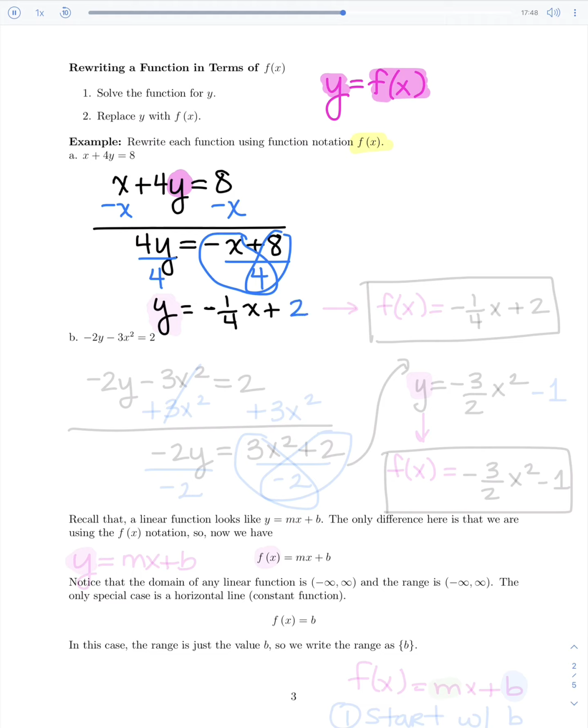Now you're almost done. You've got the y by itself. We just need to use the fancy notation instead of the y's. So we're going to replace the y with an f of x. Leave everything else the same, the negative 1/4 x and the plus 2, and we're done.